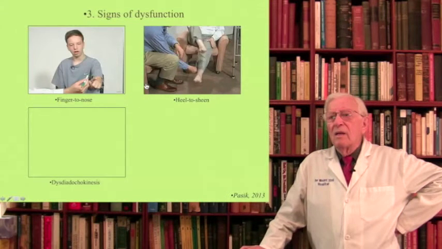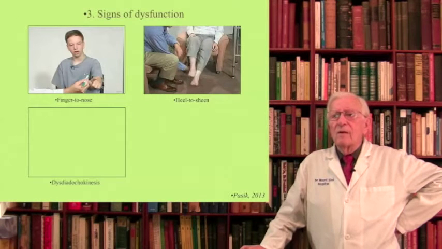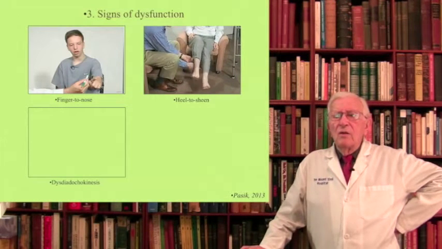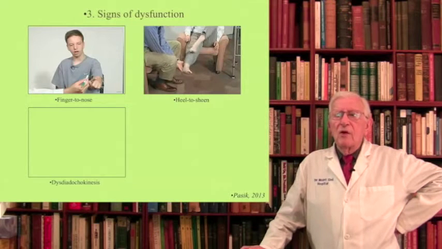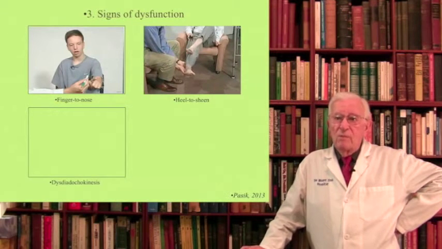Just with your heel. See the difficulty in sliding smoothly on the shin. Let's do this side. Move your leg. Yeah, obviously in this patient the problem is bilateral. Has problem with both heel to shin test.